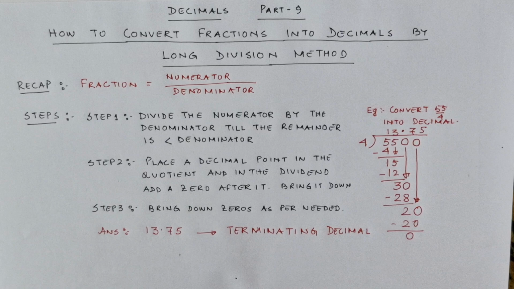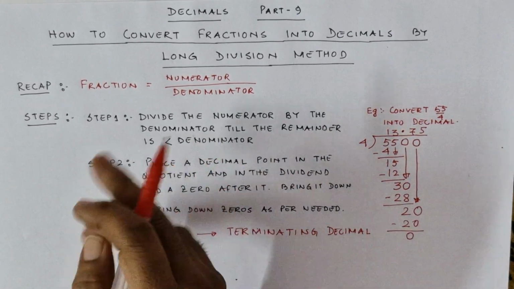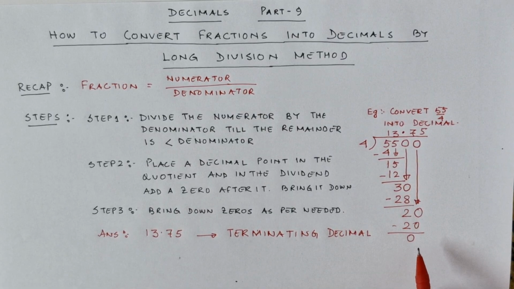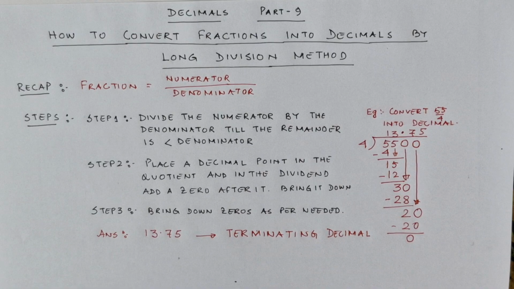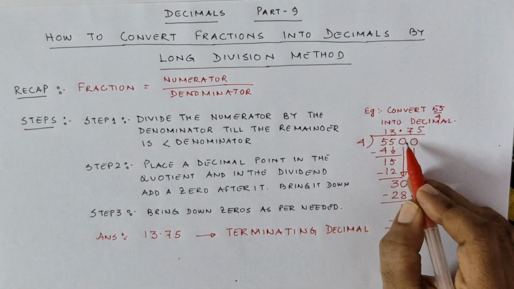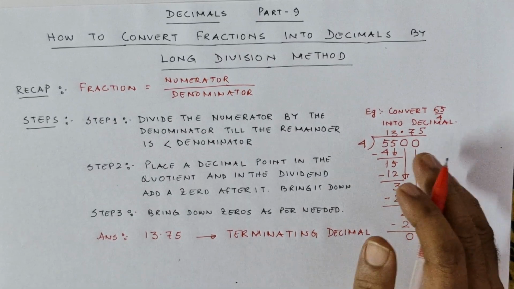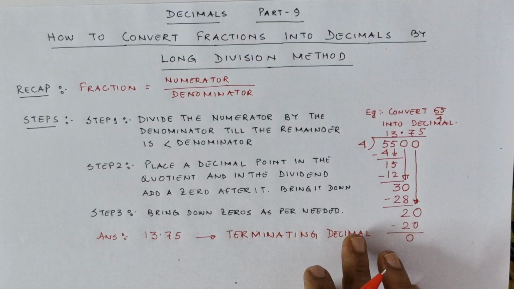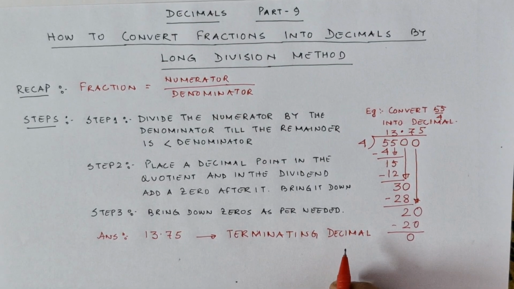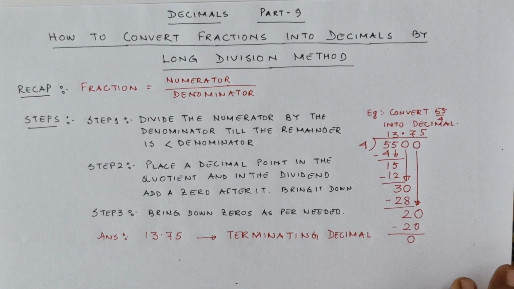So 13.75. Students, you have followed this long division method. It's very easy, right? Step 1, divide the numerator by the denominator till the remainder is less than the denominator. Once you get it, place a decimal point in the quotient and add a 0 after the dividend. Bring it down, again divide, and go on with this process, bringing down zeros as needed, till your remainder is 0, or your remainder has a repetitive pattern that you can't break and it goes on till infinity.